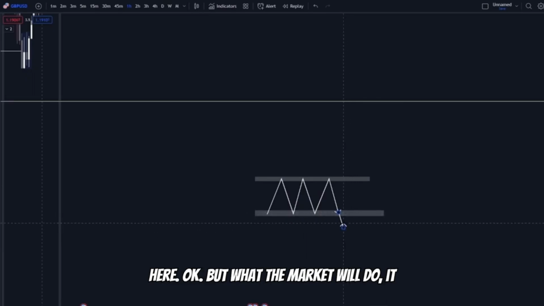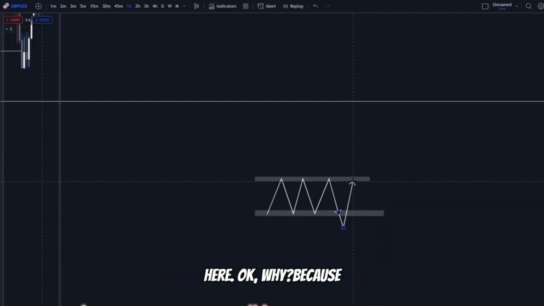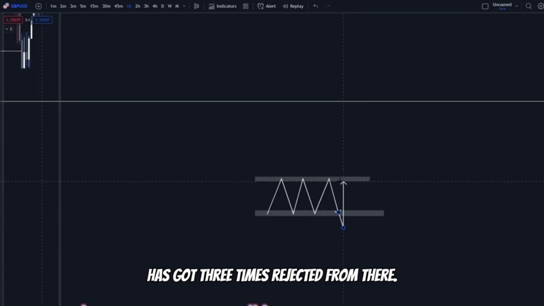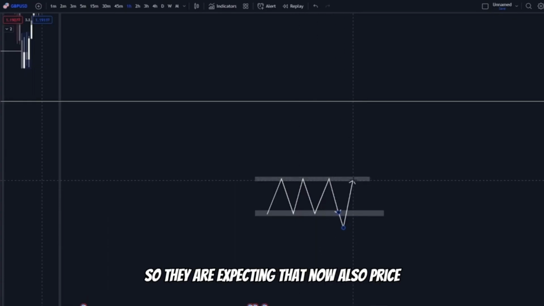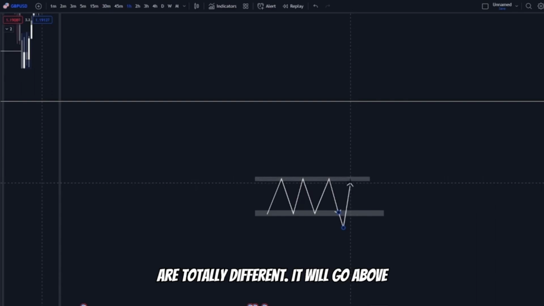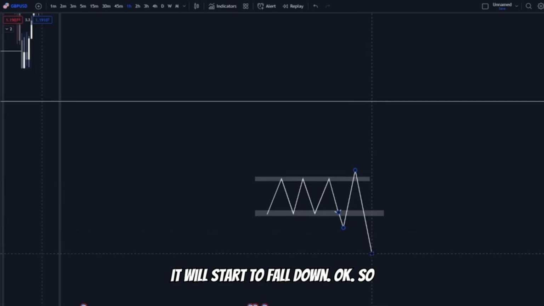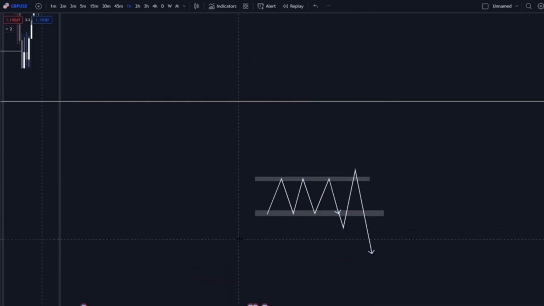But what the market will do, it will do totally different. It will go up, and then they will try to sell it from here, okay? Why? Because this is a supply zone for them, and price has been rejected 3 times from there. So they are expecting that now also price will reject from here, okay? But the things are totally different. It will go above and take these triple highs, and then it will start to fall down, okay? So this is for consolidation.